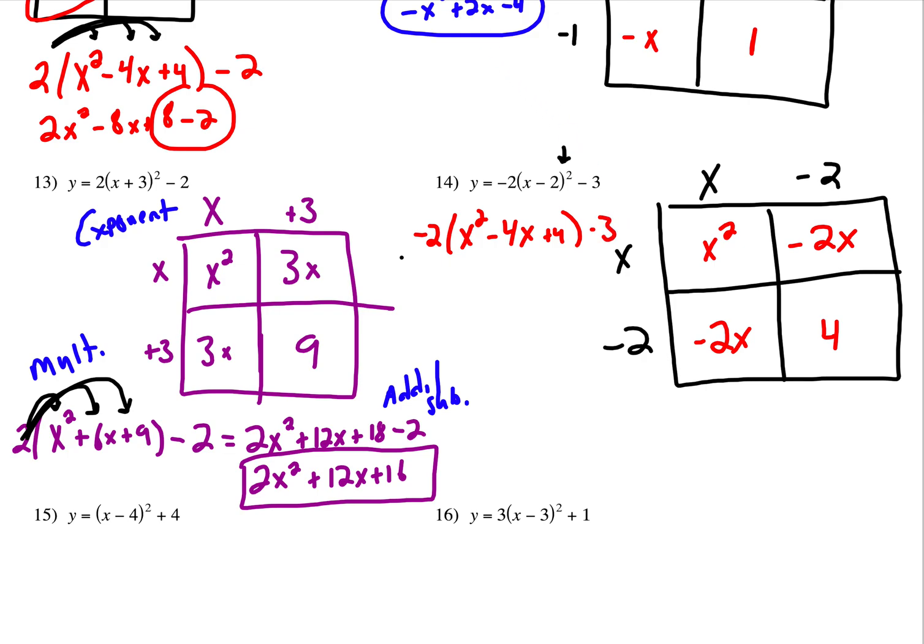And now what do I do? What's the next step? I will distribute. So I get -2x squared plus 8x minus 8 minus 3. And now those come together. And what's my final answer? -2x squared plus 8x minus 11.